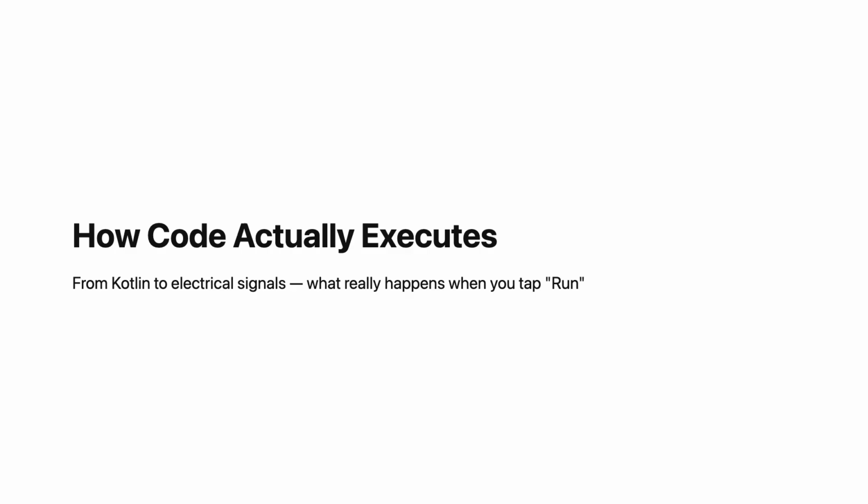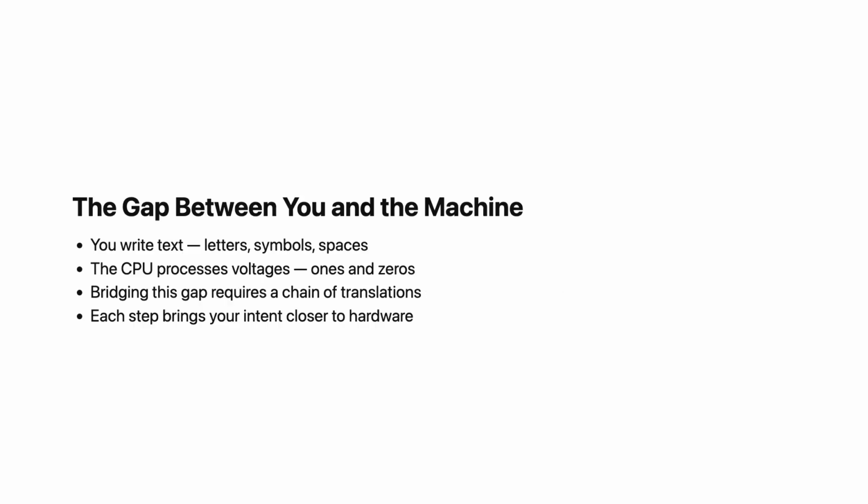Let us set the stage. You open a file, you type val x equals 5 plus 3, and you expect the number 8 to appear somewhere. Simple, right? But think about what needs to happen for that to work. You typed characters, letters, symbols, spaces. Your CPU does not process characters. It processes voltages on microscopic wires.